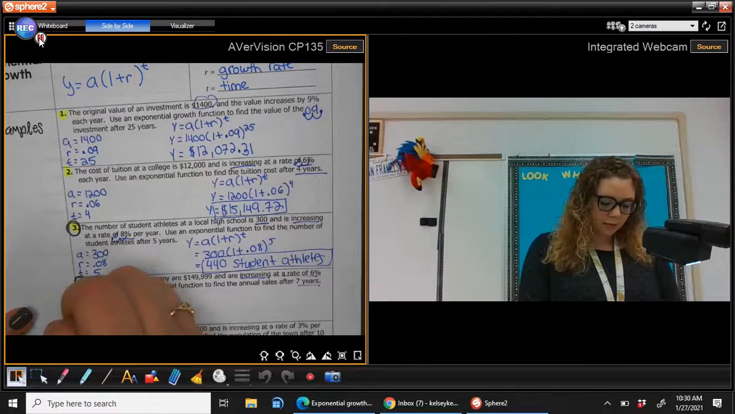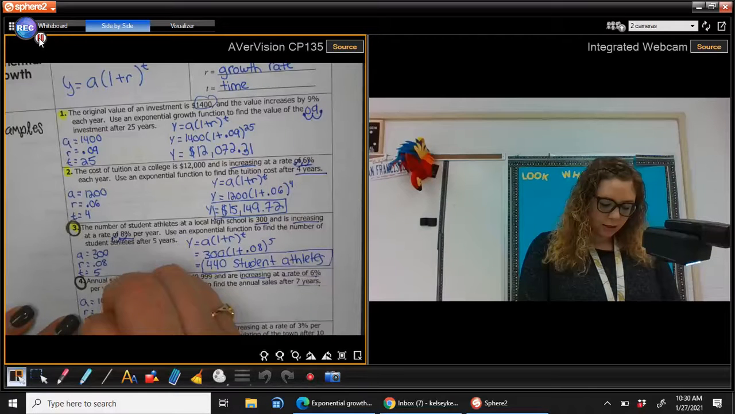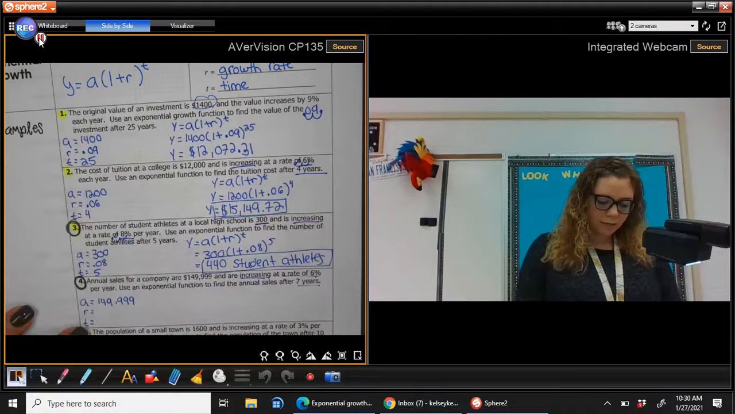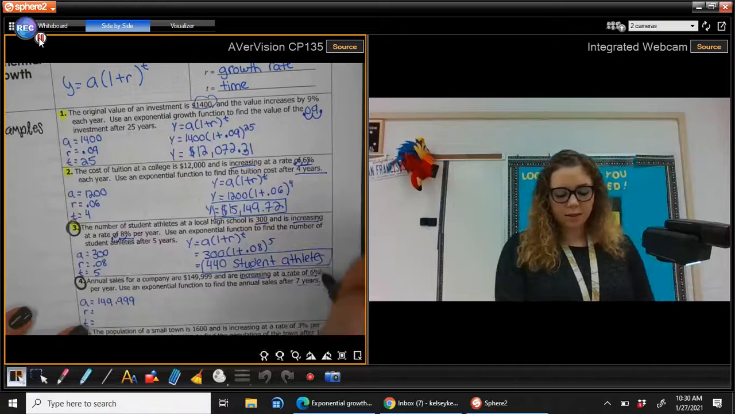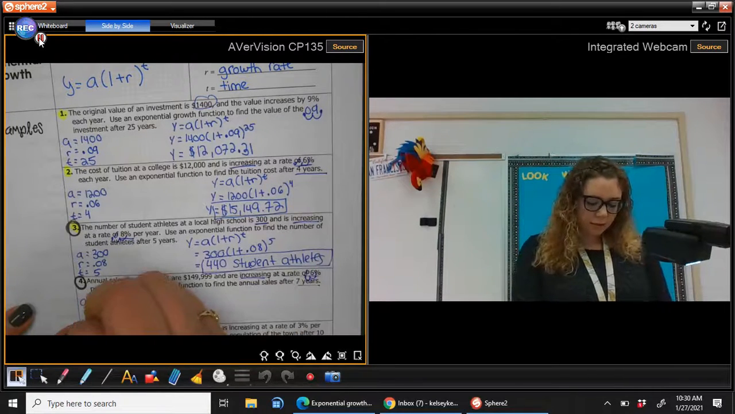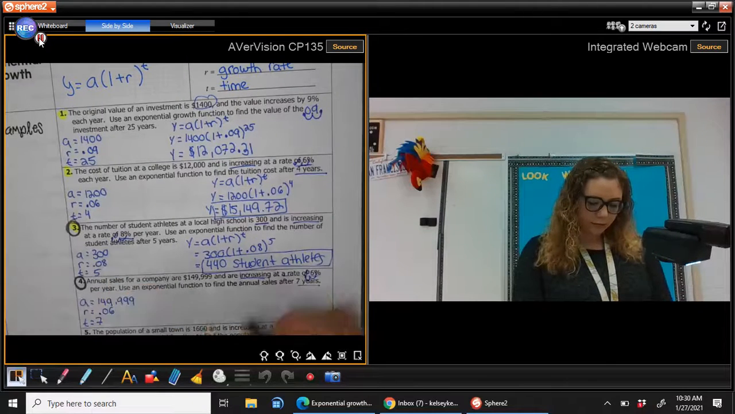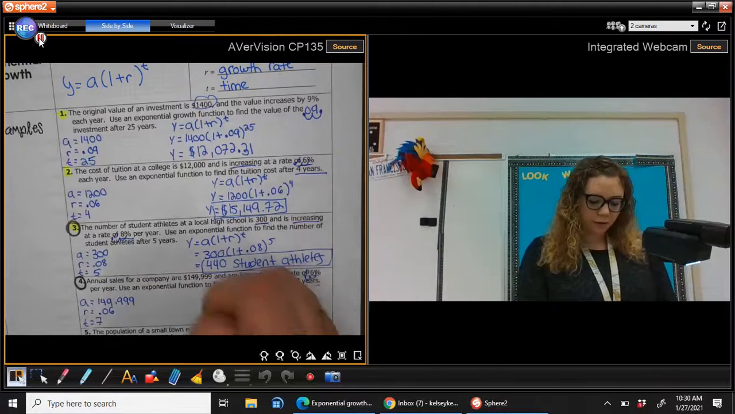Okay, so again I have A of T. My initial is going to be 149.99. My rate is going to be 6%. Change it to a decimal, move it 2 times. I have 0.06. And then my time is 7 years. We're going to use my growth because we know it's increasing.